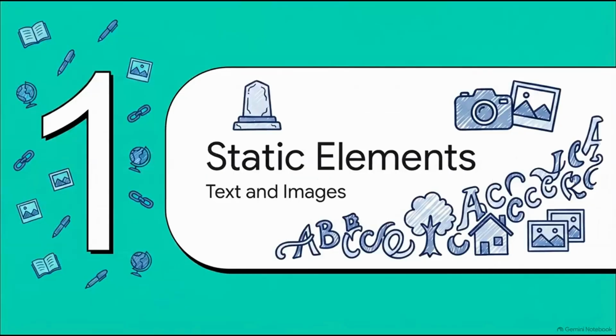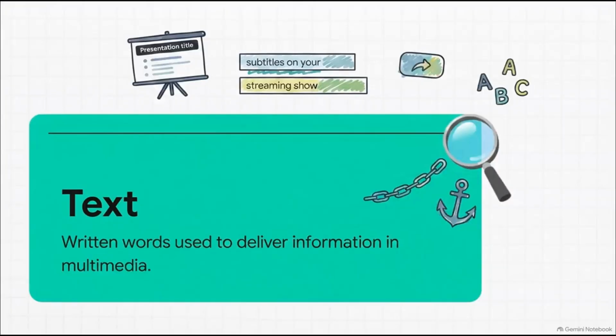Part 1. Static elements, which cover text and images. Let's start with the absolute baseline here, text. It is essentially written words used to deliver information, and it's the ultimate anchor of digital truth. Whether you're looking at a presentation title, the subtitles on your favorite streaming show, or just a simple button in an app, text is our most direct, unambiguous way to communicate digitally.